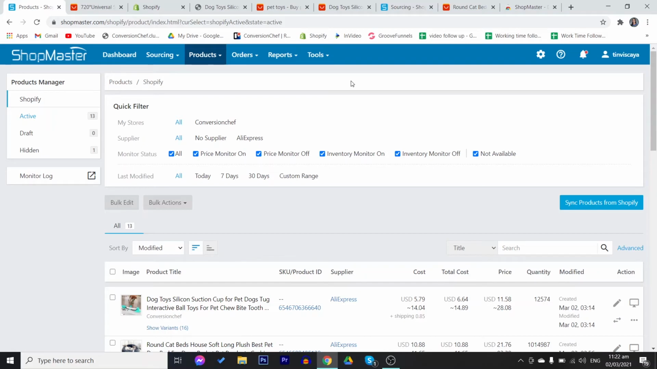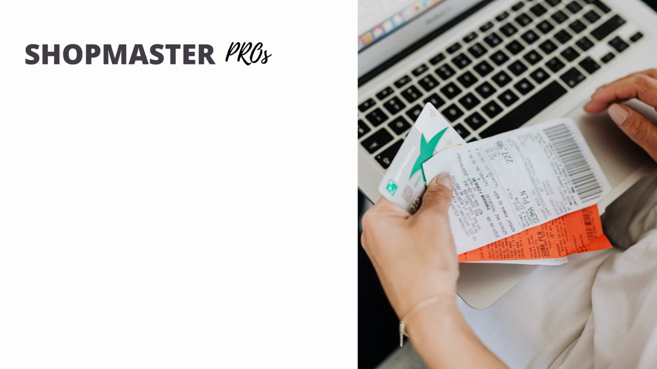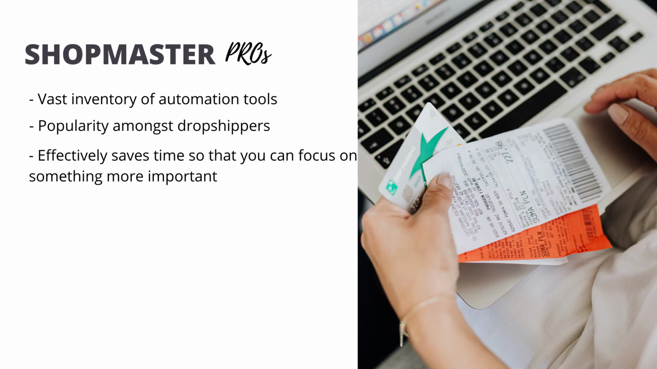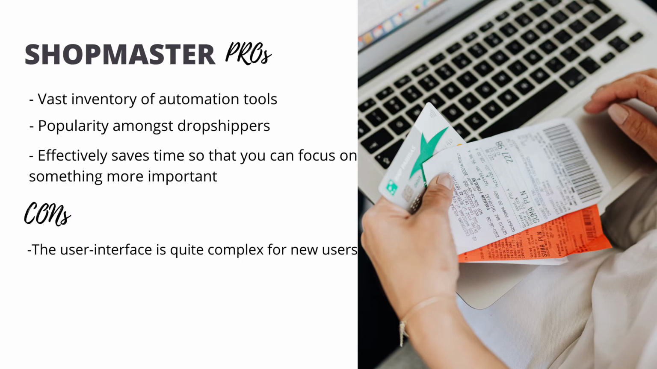Now, let's talk about the pros and cons of ShopMaster. What are the pros of ShopMaster? Number one, it has a vast inventory of automation tools. We also have here the popularity among dropshippers. ShopMaster is really popular among dropshippers. And third, it effectively saves time so that you can focus on something more important. And the con of ShopMaster is that the user interface is quite complex for new users. But since you have watched this video, of course, it is now easier for you to navigate this application.